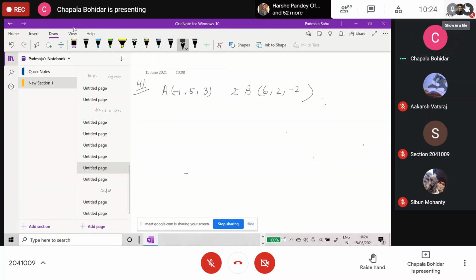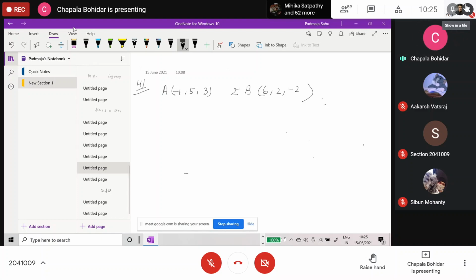Question number 15: find the sum of the given vectors and illustrate geometrically. I don't think you'll get illustrate geometrically, but I already discussed that part. The sum of these two vectors you can find. 15 is over. 21 also you can do.